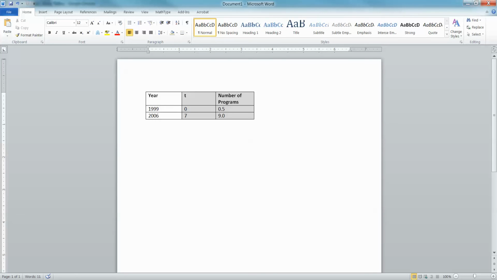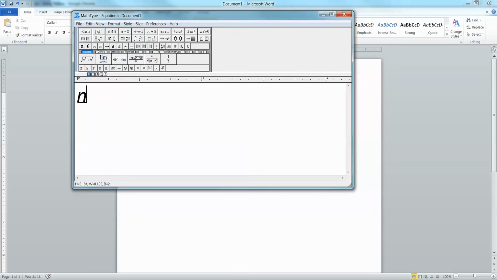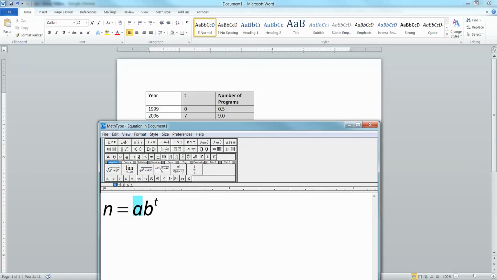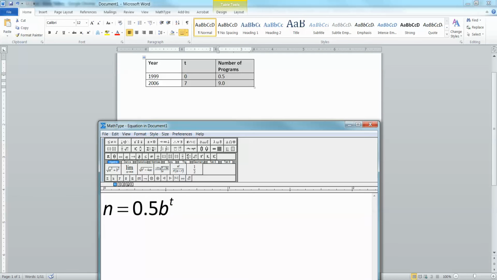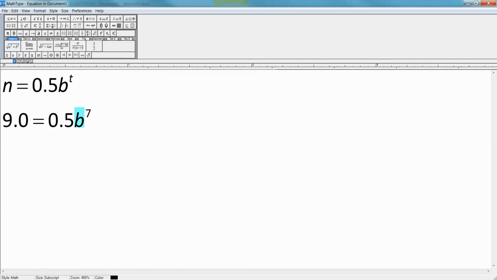All right, so now we're going to need to make an exponential function. So I'm going to have number of programs is equal to A B to the t. Okay, so I know what A is. A was given to us once we created 1999 as our starter year, then 0.5 is your A. It's got to be your starting amount, so 0.5, and then B to the t. I don't know what B is, but I do know that I have another point, which is 9.0 equals 0.5 times B to the 7. There we go. I can solve this for B.